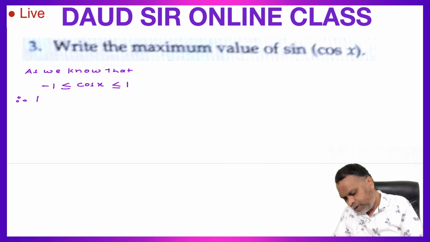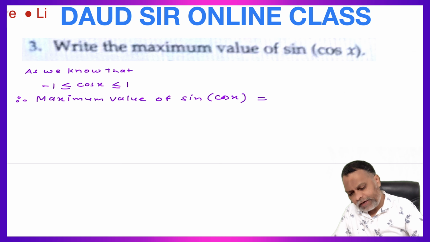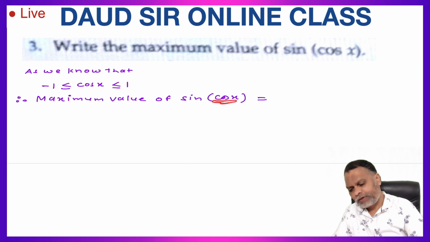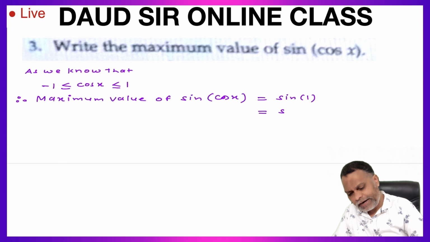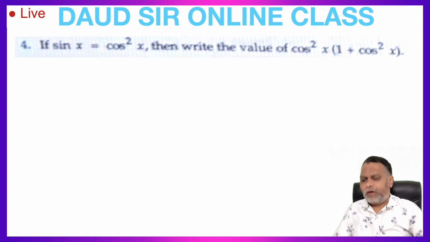Therefore, maximum value of sine of cos x. So for its maximum value, this cos x should be maximum. So maximum value of cos x is 1. So put 1 here. So this is sine of 1. And sine of 1, we can write this sine 1. So this sine 1 is the maximum value of sine of cos x.